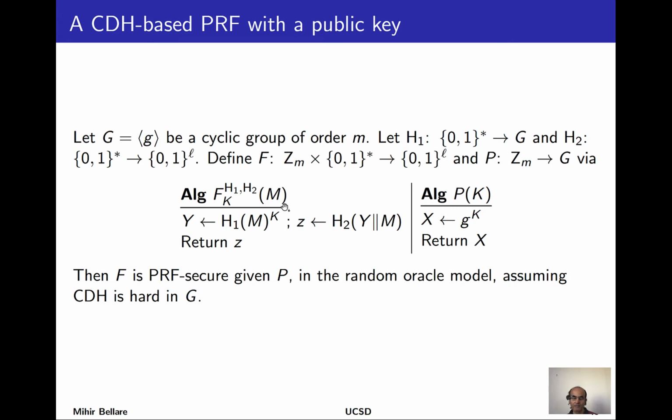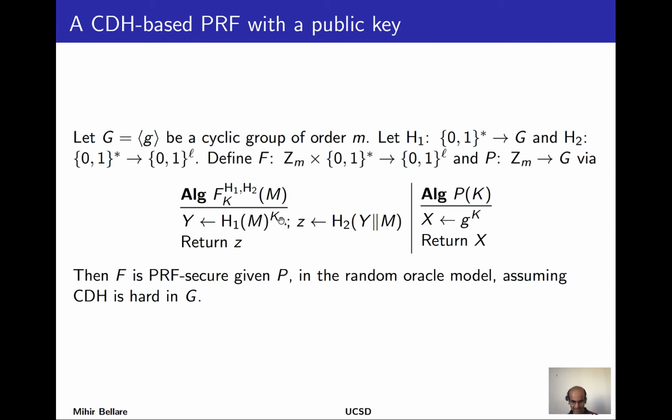And now we define both the function and the public key deriver. So we write the function as having oracle access to the hash functions because in security analysis they're going to be random oracles. It takes the key and the input. It hashes the message input. That gives it a point in the group.